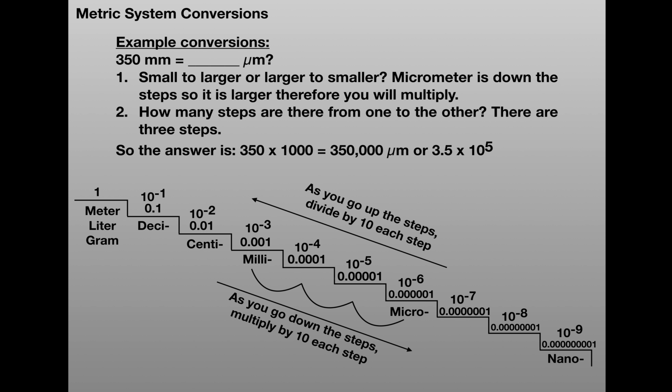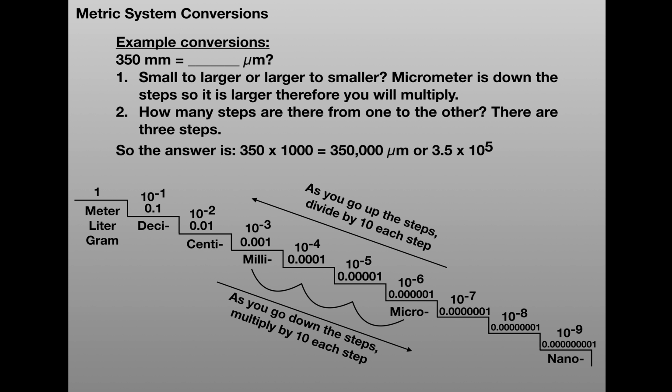Okay, well, millimeters is equal to 10 to the minus 3. Micrometers are equal to 10 to the minus 6. This is a difference of 1,000. Again, if you cannot visualize that in your head, look at the diagram here. It's 3 steps. So to answer this question, we're going to need to multiply 350 times 1,000, and we get 350,000 micrometers. Again, you can write this in scientific notation, 3.5 times 10 to the 5th, if you wish.